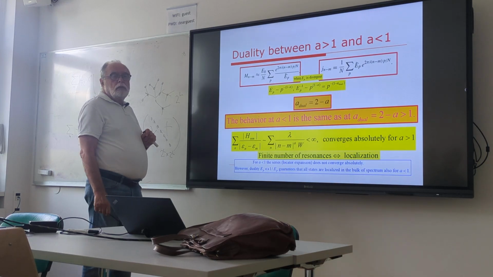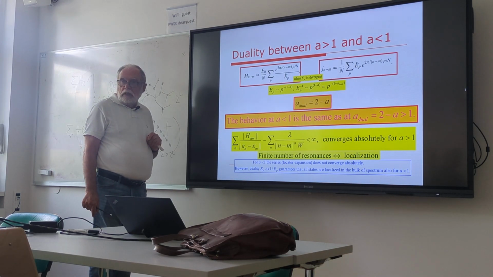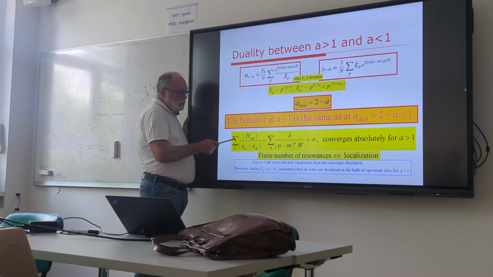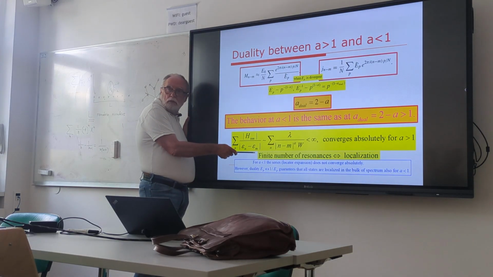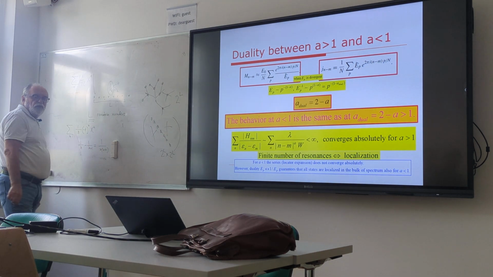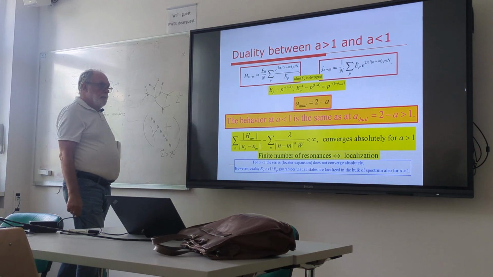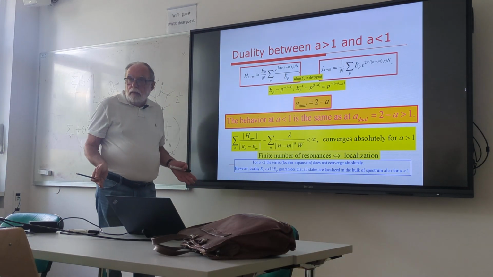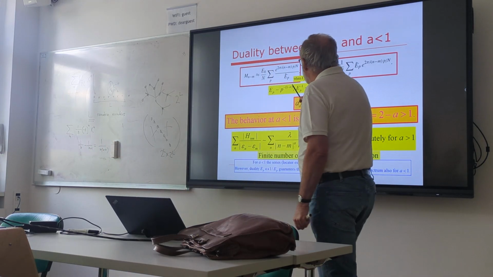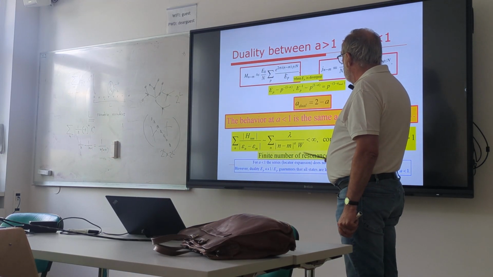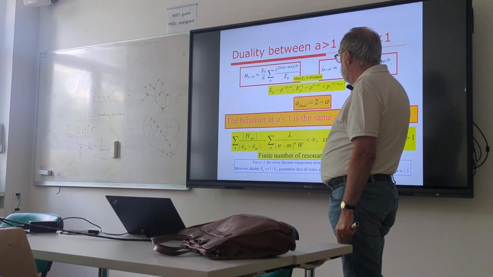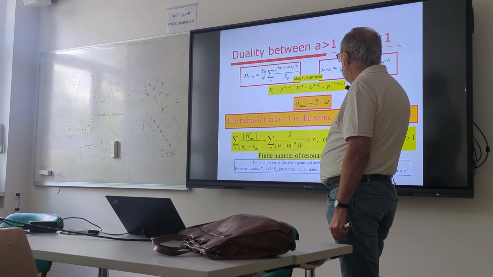But this doesn't mean that localization is not there, because for localization you have to study the series without the absolute value. You have to take into account phases, the same phases that I was talking about. And then the series may become convergent. And this is exactly what happens. So if you have A greater than 1, then you know that your series is absolutely convergent, then you have localization.